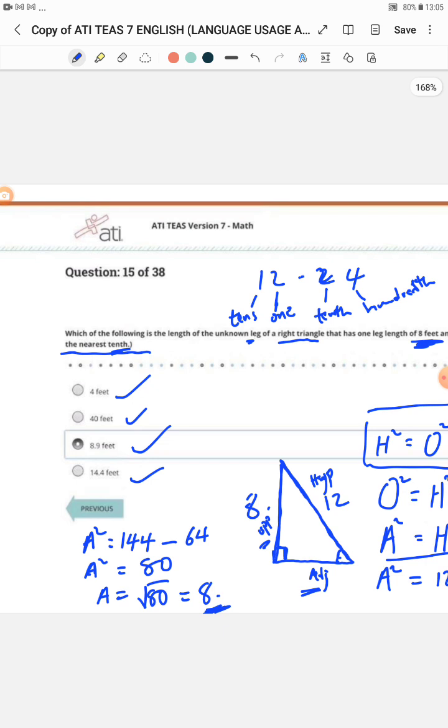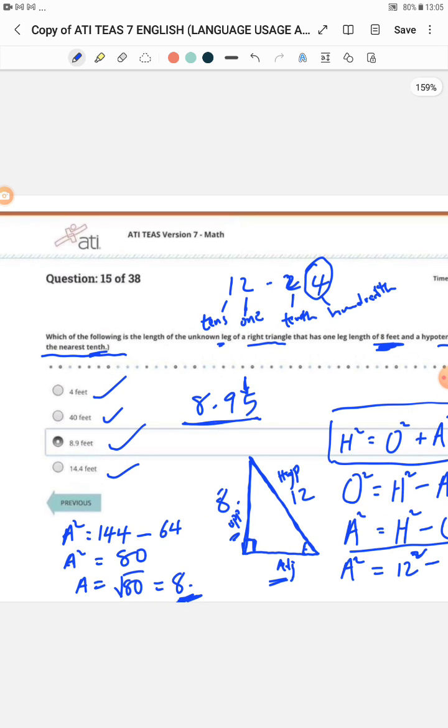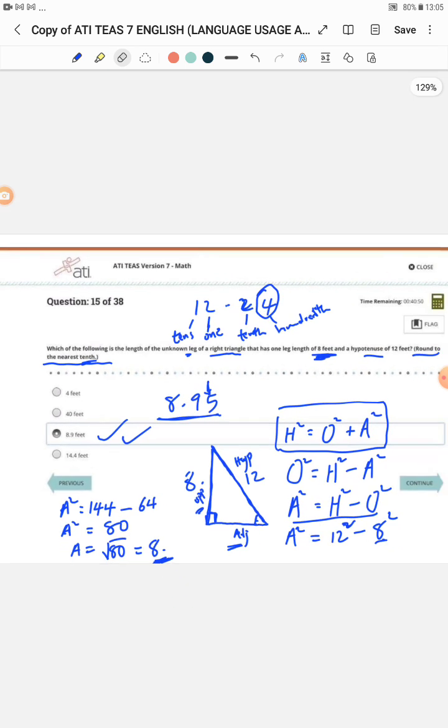In case another option is 8.995, of course it can't be this. This is not to the nearest tenth, because this one already has hundredths. The tenth will be point, just one number, one decimal place. That's why this one is the best option. So which one is the answer? That's 8.9 feet. Thank you.